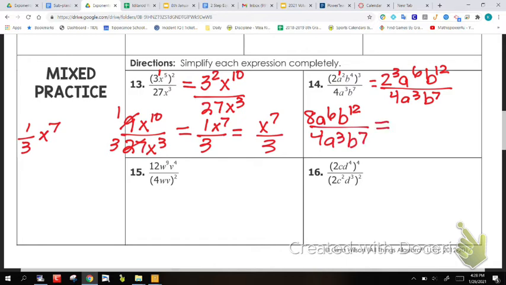And now I'm going to use my quotient rule. So 8 divided by 4 is 2. a to the 6th divided by a to the 3rd, subtract your exponents, you get a to the 3rd. b to the 12th divided by b to the 7th is b to the 5th.